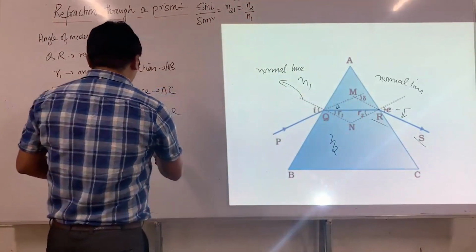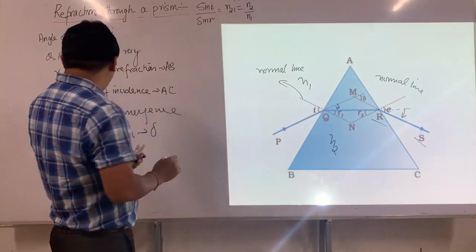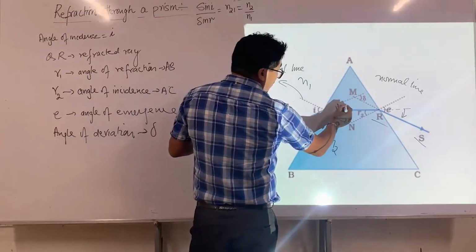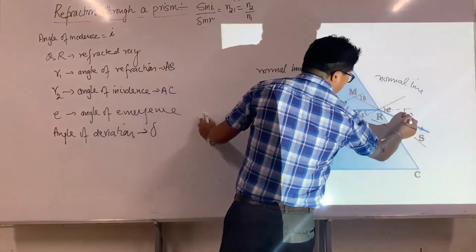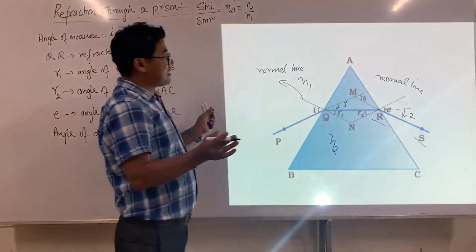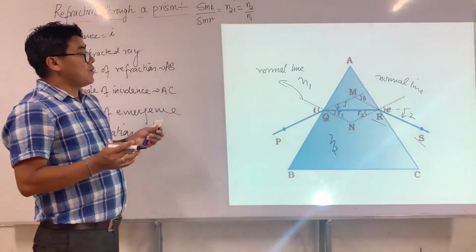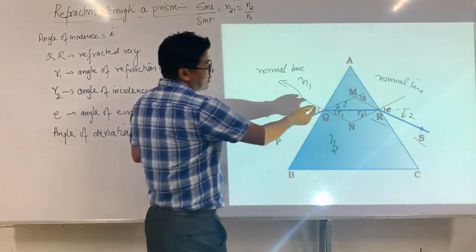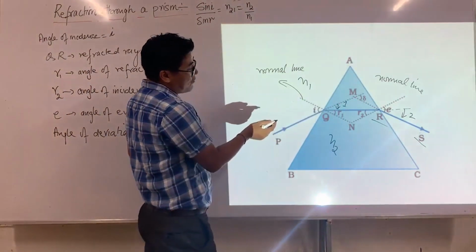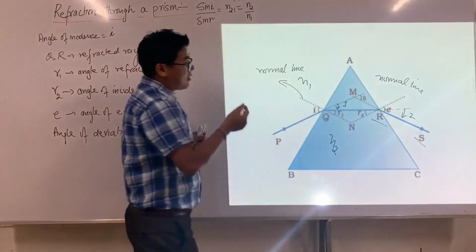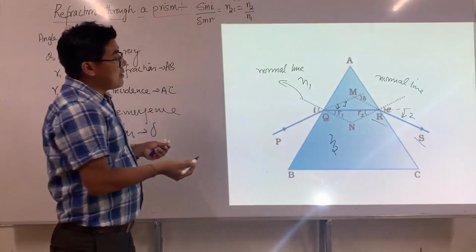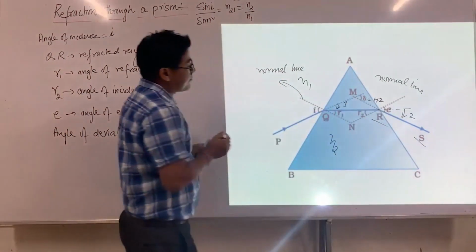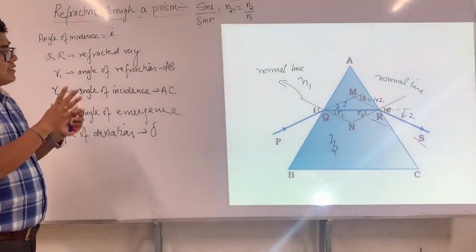So this is what we call the angle of deviation, the total angle. That means I'm going to add up these two. Let's say this is number 1, this is number 2. If I add up number 1 and number 2, we will get the total deviation. This much deviation occurs at our first surface, this much deviation occurs at our second surface, and the total is 1 plus 2.